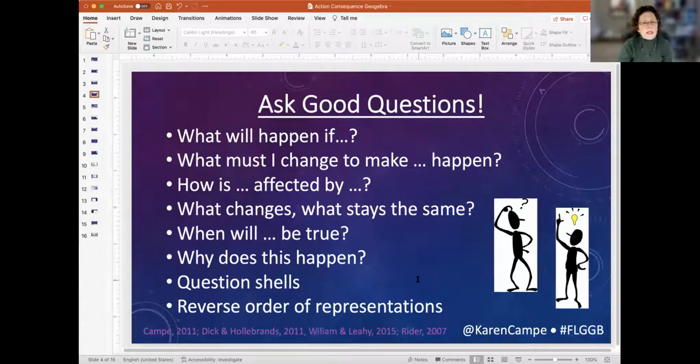So, asking good questions. Try to create questions that give students an opportunity to think about the math that they are observing. What will happen if I do this? What must I change to make something happen? How is one thing affected by the other thing? What changes? What stays the same? When will something be true? Why does this happen? The last two items here, question shells, are asking students to formulate their own questions and giving them some question stems and shells to start to formulate their questions.